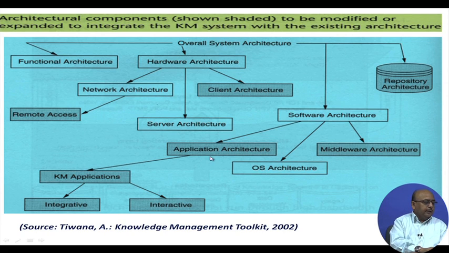Okay. Then from here, application architecture, you have applications which are going to be integrative and interactive, and in software you have middleware, application software and operating systems, right, and then you have functional architecture. Okay. So you see how this is related. And this needs to be modified depending upon whether you want an integrated system or an interactive system. So this kind of system is both integrative and interactive, right. So the application has to be not only integrative, but interactive in nature, right.